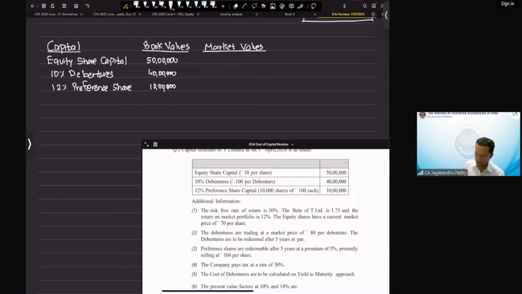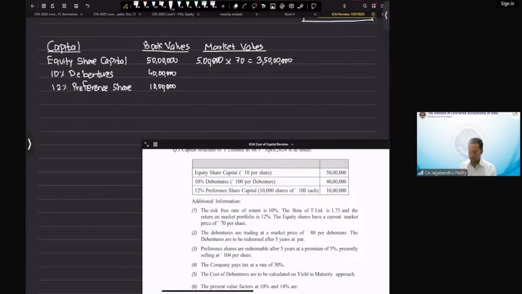Equity share capital is 50 lakh. And then you have got 5 lakh shares, and the market price is 70 per share. So 5 lakh into 70, which is going to be 3 crore 50 lakhs.